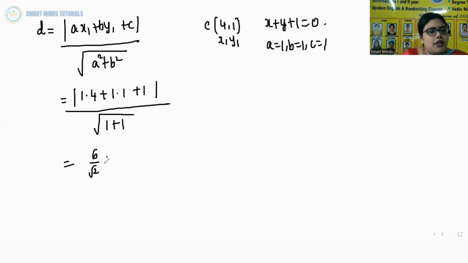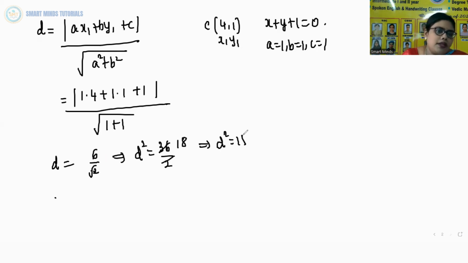So if I rationalize this, we get root 2 by root 2. Now root 2 into root 2 is 2. Otherwise, without rationalizing also we can do. Let us write d as 6 by root 2. So now we'll find out d square. D square is 36 by 2. 2 ones are 2, 2 eights are 16, so we got d square is equal to 18.